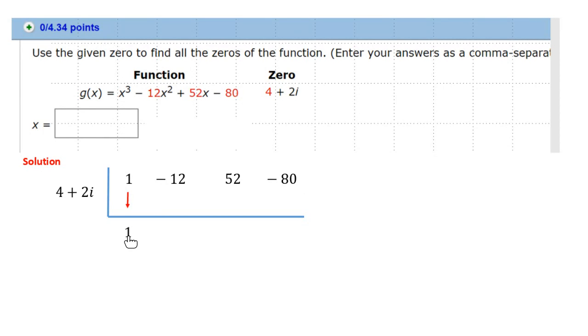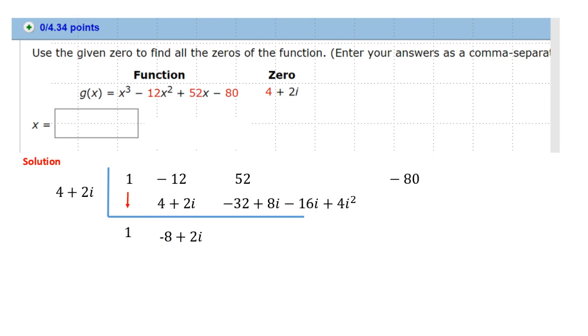So I bring down the 1, and then I'm going to multiply 4 plus 2i times 1. So I get 4 plus 2i. -12 plus 4 is -8, and then I still have my 2i. Okay, so now I need to multiply 4 times this, and 4 times this. And then I need to multiply 2i times this and 2i times this.